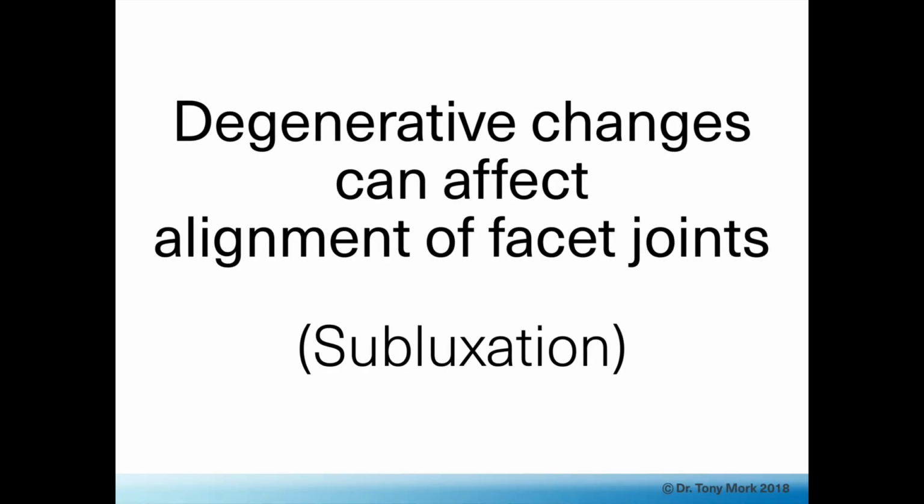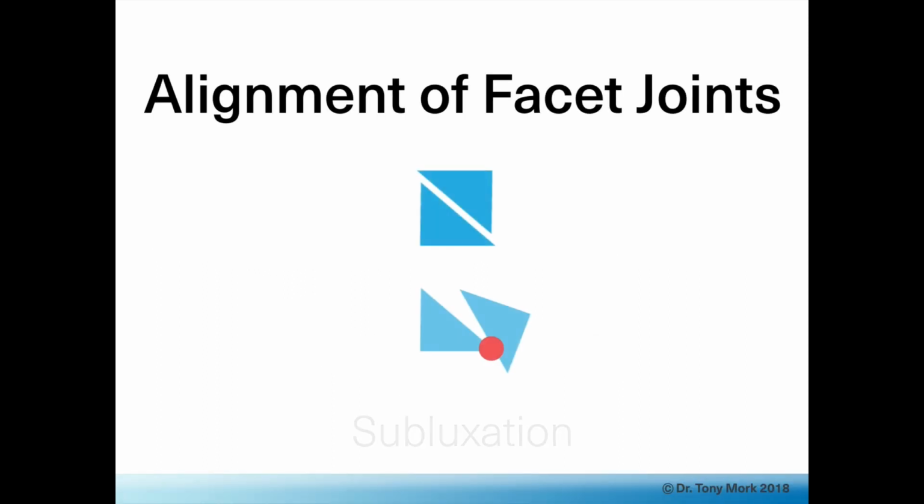Degenerative changes can affect the alignment of the facet joints, in a term that's called subluxation. That refers to the alignment of the facet joints. If the vertebrae moves forward a little bit, the facet joints can also be out of alignment, referred to as subluxation.